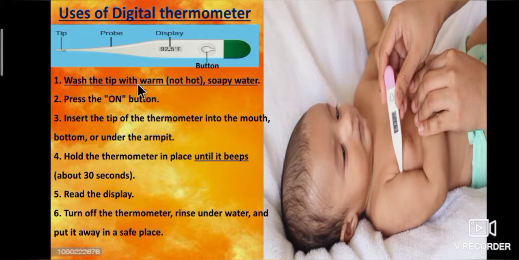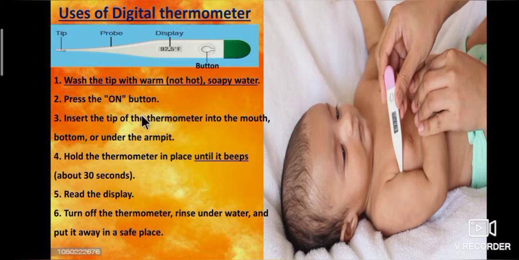Let's see the uses of digital thermometer. First, we should wash with warm water or soapy water, not hot water. Second point, press the on button. This is the button. Press the on button.